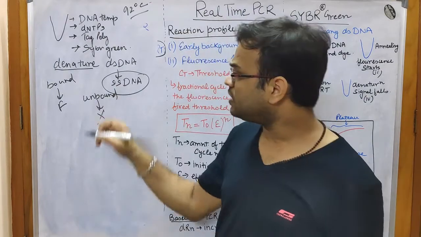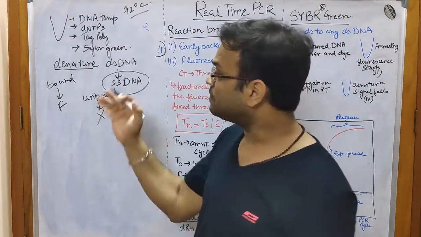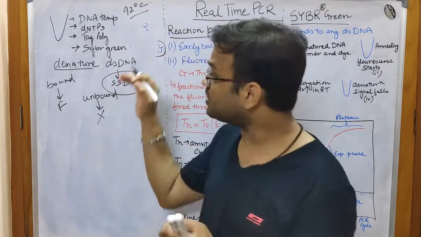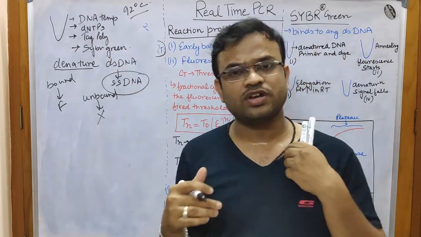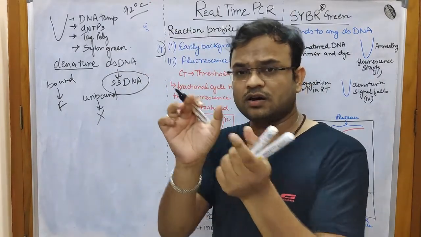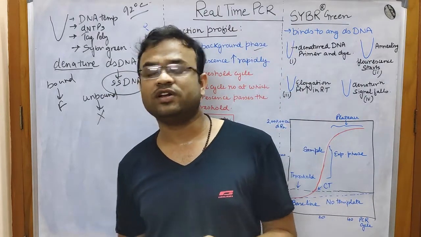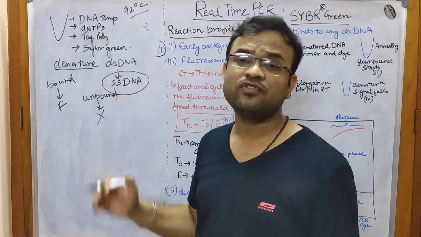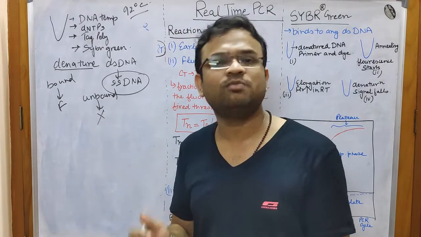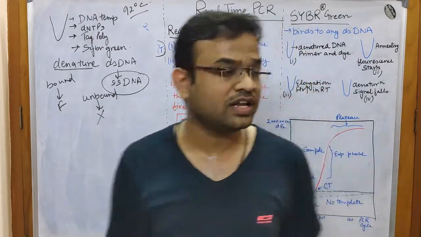And where does this SYBR Green bind? It will bind to the double-stranded DNA. So in the initial phase, because the denaturation has occurred, it will have only single-stranded DNA. So most of the SYBR Green would not bind to this. Therefore, the fluorescence would be very, very less.